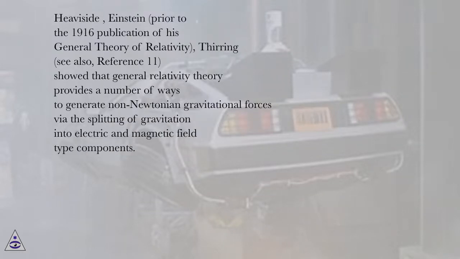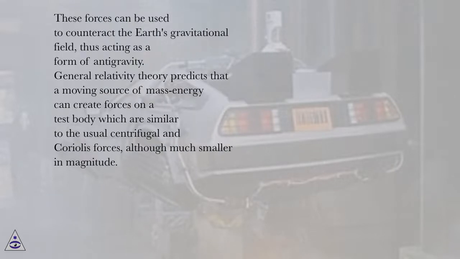Heaviside, Einstein, prior to the 1916 publication of his general theory of relativity, Thirring, see also reference 11, showed that general relativity theory provides a number of ways to generate non-Newtonian gravitational forces via the splitting of gravitation into electric and magnetic field type components. These forces can be used to counteract the Earth's gravitational field, thus acting as a form of antigravity.